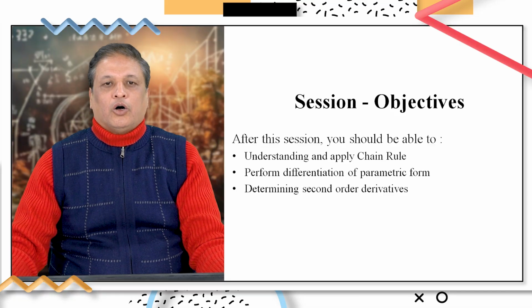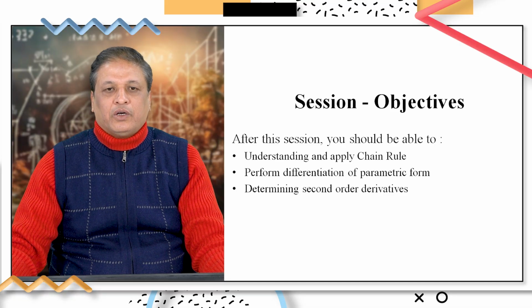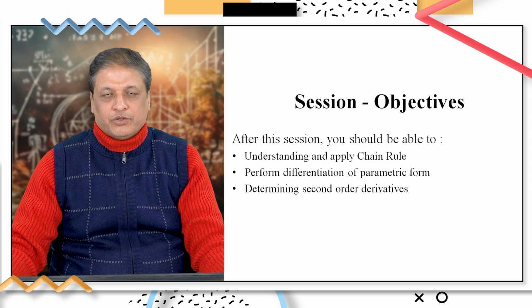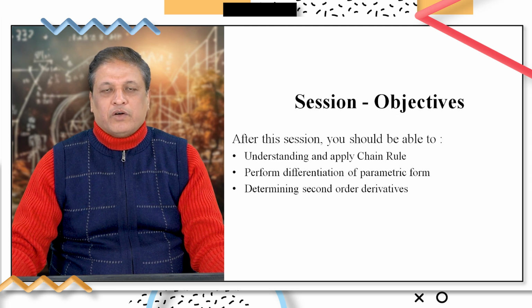Again, I request you that if you have practiced the ample number of numerical problems which are given in your self-learning material, then only you will be able to understand this session in a better manner. So the objectives of today's session are to understand and apply the chain rule and perform the differentiation of the parametric form. Apart from this, we are also going to understand what second order derivatives are and how to determine them.